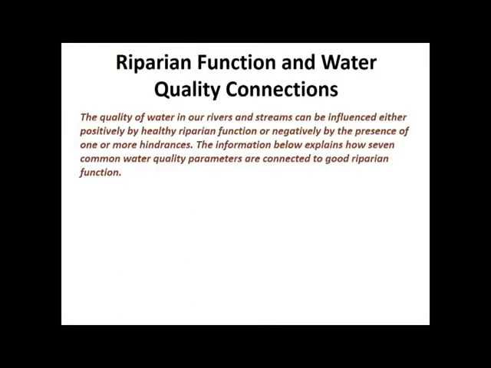For riparian function and water quality connections, the quality of water in our rivers and streams can be influenced either positively by healthy riparian function or negatively by the presence of one or more hindrances. The information here explains how seven common water quality parameters are connected to good riparian function.